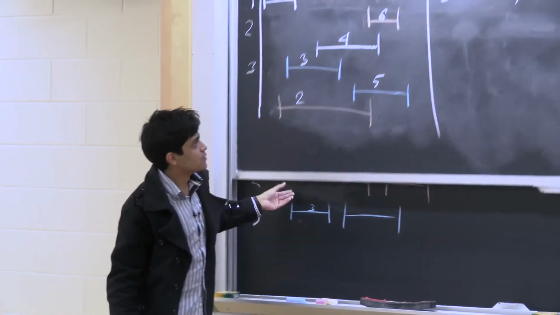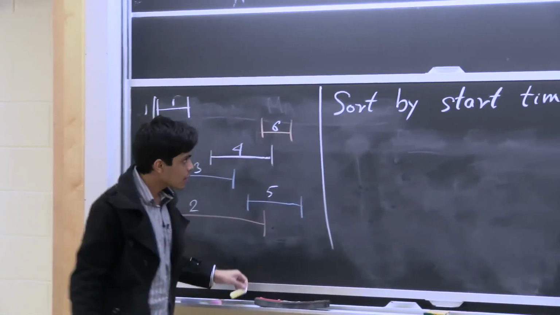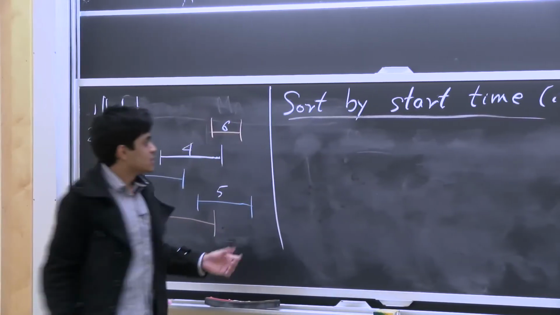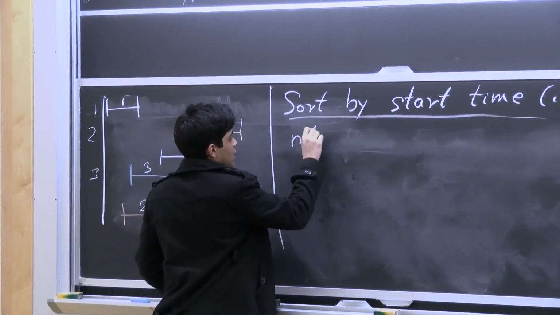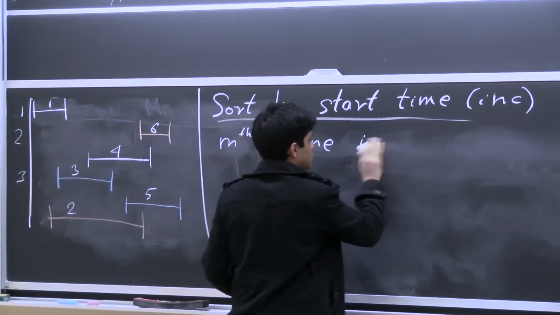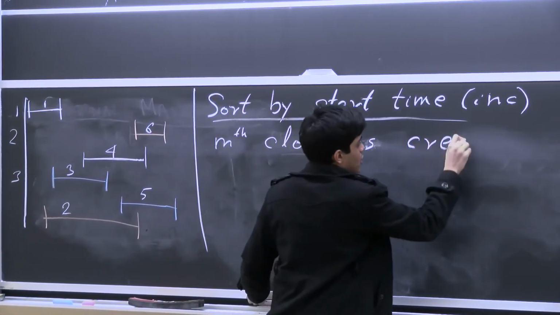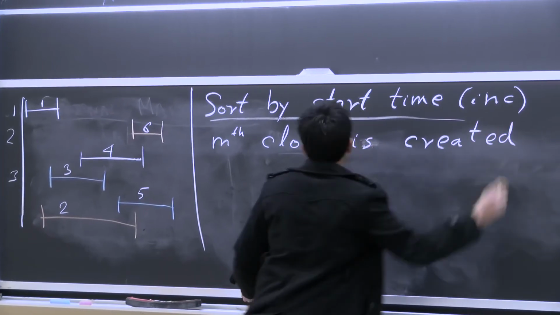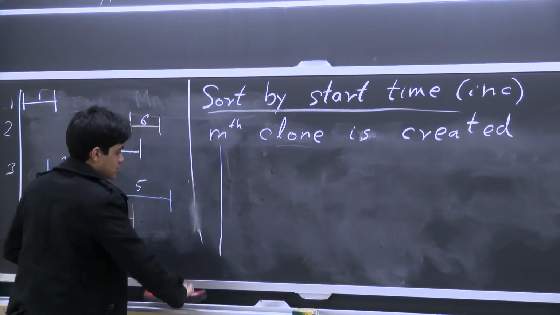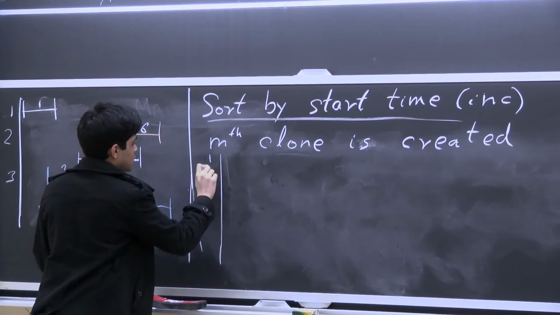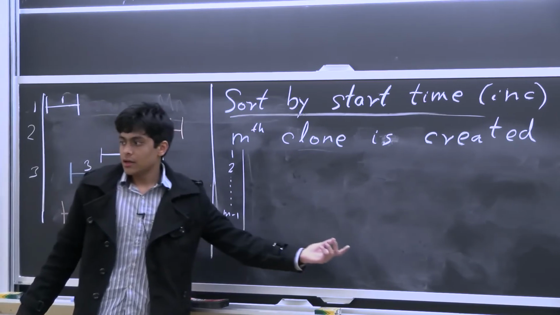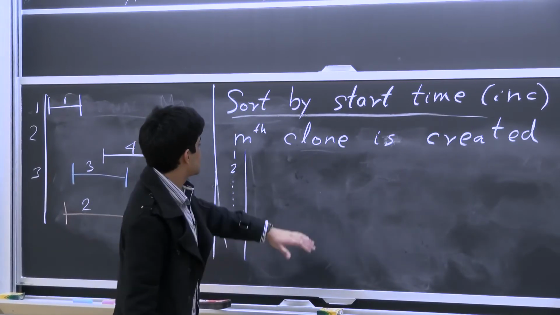Let's try to prove its correctness. Let's look at the instance where you're inserting the mth clone. When the mth clone is created, you already have some clones in here: 1, 2, all the way up to m minus 1. Now you bring in your interval, and you see that it collides with all of these values.